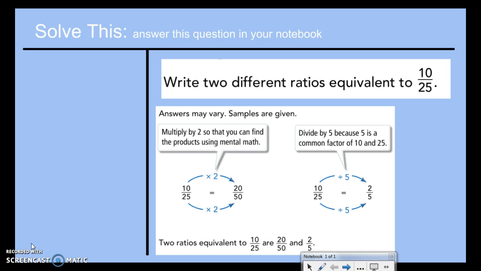Now, this is kind of the same thing with division. 10 over 25. Well, 10 and 25 are both divisible by 5. Again, if you're going to divide the numerator by 5, you have to do the same thing to the denominator. Now, 10 and 25 do not have a common factor that is a whole number besides 5, so you're kind of limited on the smaller numbers, okay? So, two ratios that are equivalent to 10 to 25 are 20 to 50 and 2 to 5. All right, make sure you get all this stuff down, please.